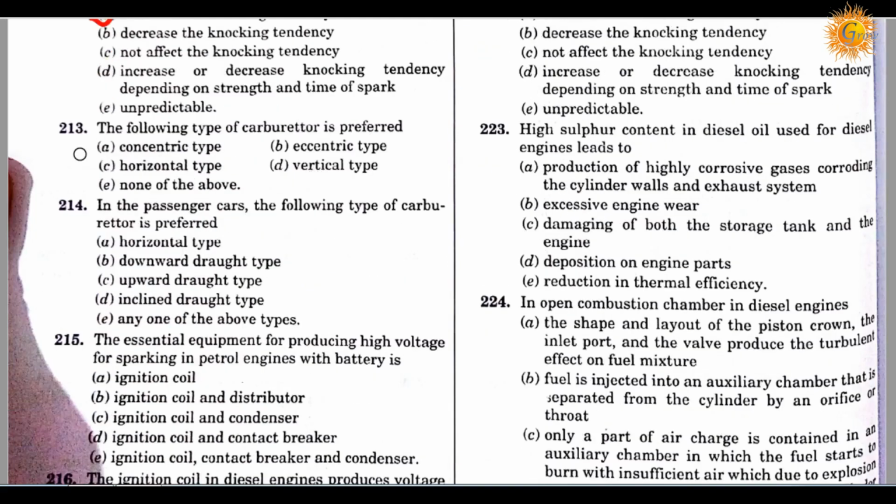Question number 213. The following type of carburetor is preferred: option A, concentric type, option B, eccentric type, option C, horizontal type, option D, vertical type, option E, none of the above. So the question 213 correct answer is A, the concentric type carburetor is preferred.